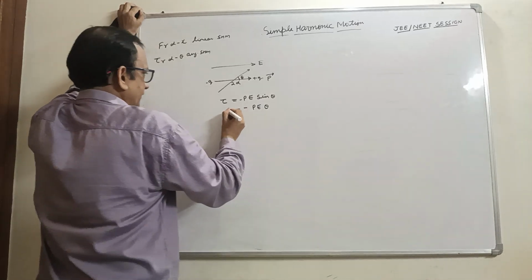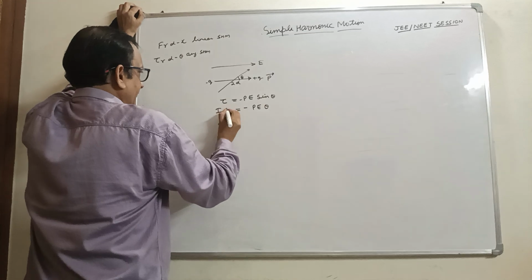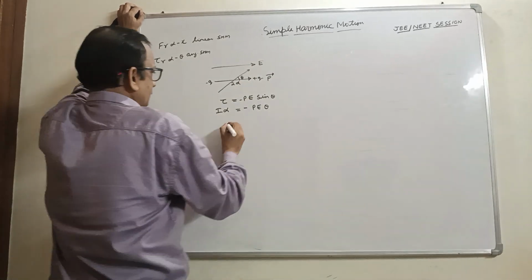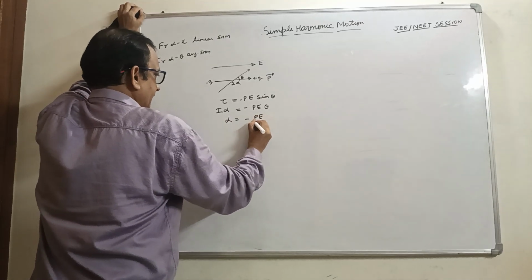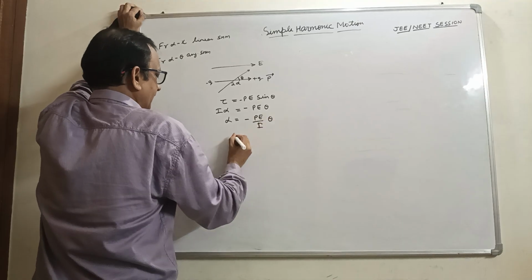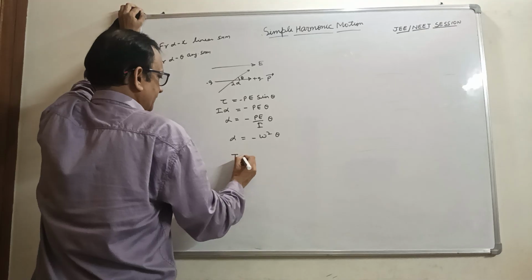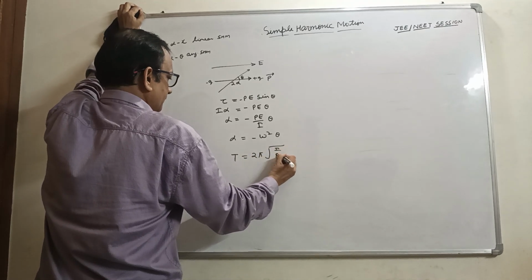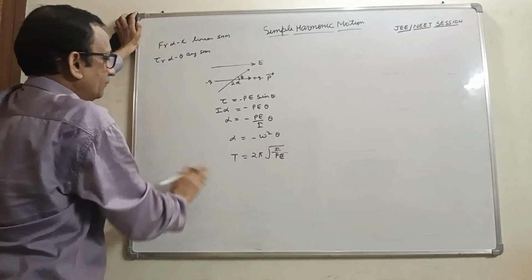So we write torque is equal to PE sin theta, and this equals I into alpha, where I is the moment of inertia of the dipole system. So alpha becomes minus PE by I times theta, and alpha equals minus omega square theta. So the time period becomes 2 pi under root of I by PE. This is the time period of the electric dipole.